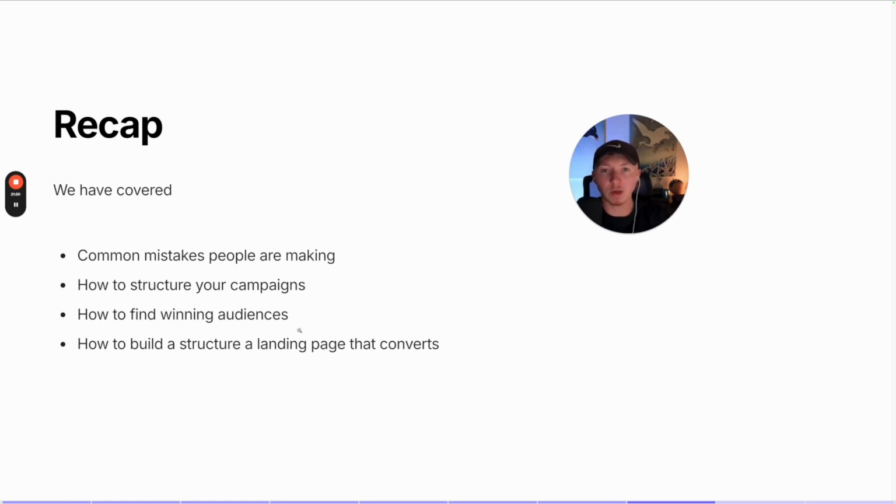How to find winning audiences, how to find winning keywords, how to find a winning trend that is actually going to be able to see volume, see leads that are exactly within your target audience, and how to build and structure a landing page that actually converts. How do we turn those eyeballs into the objective that we want?